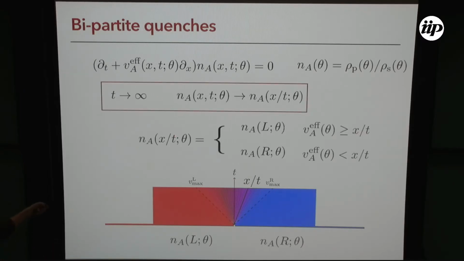Indeed, this equation can be reformulated in terms of the occupation number, which is just this function, the density of quasi-particles, divided by the total density of states. And at large time, you can see that everything becomes a function not of space and time separately, but of space over time. And this is just telling you that if you have some quasi-particle content on the left, and some quasi-particles on the right, then if you're here on a specific ray, you will see the quasi-particles coming from the left if they have enough velocity to reach you from the left. Otherwise, you will just see the quasi-particles from the right.